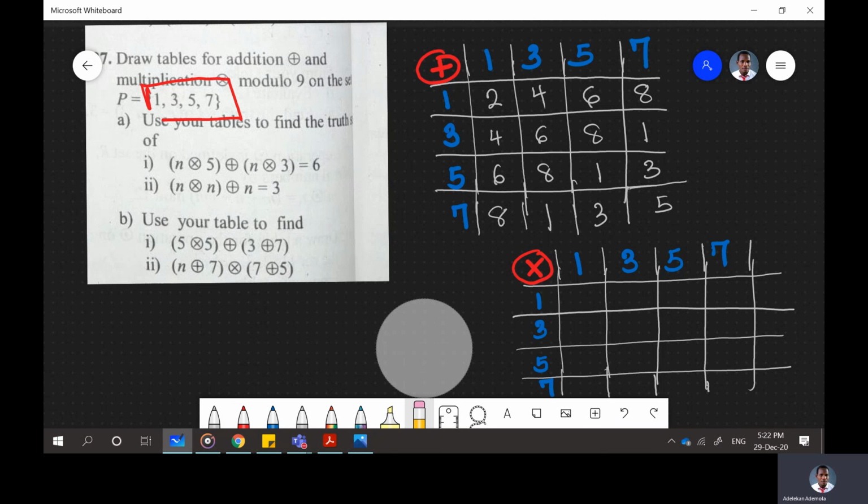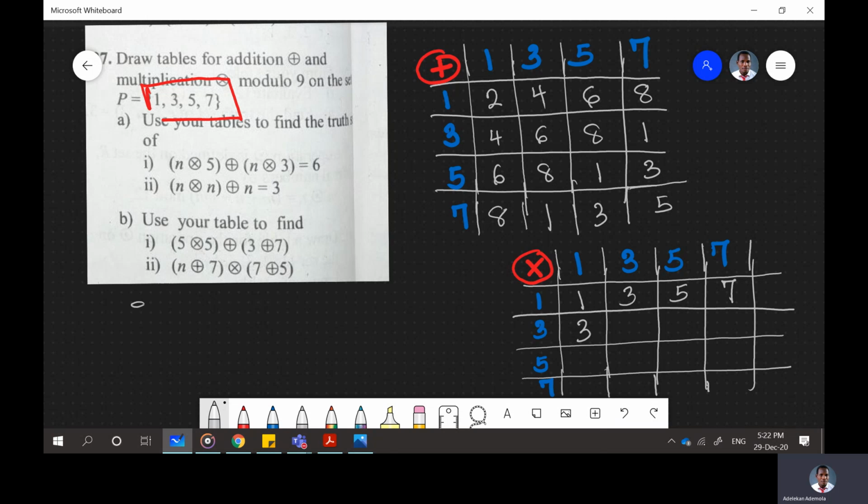Very simple. Now let's look at the second table, which is for multiplication. 1 times 1. 1 times 1 is 1, and 1 exists in modulo 9. 1 times 3 is 3. 1 times 5 is 5. 1 times 7 is 7. 3 times 1 is 3. 3 times 3 is 9. 9 in modulo 9 is 0.